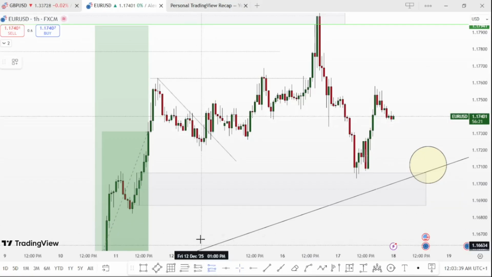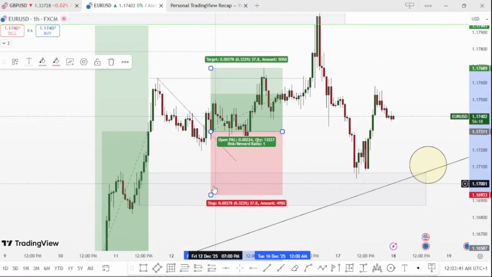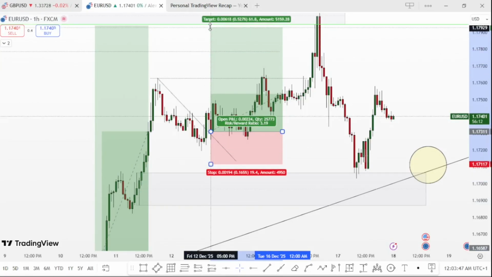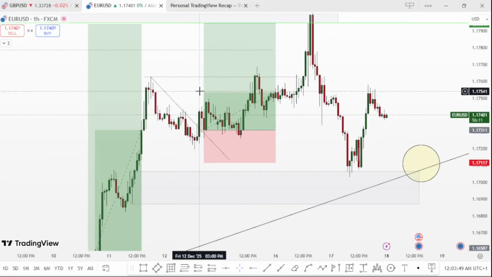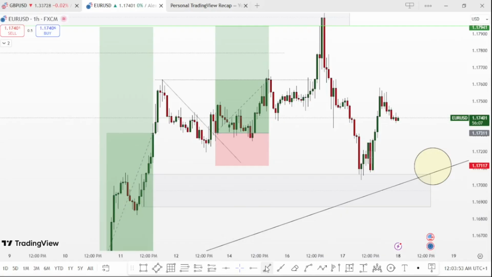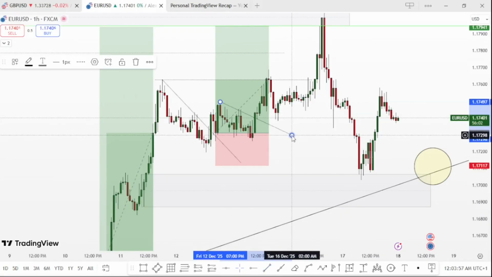About this pair, if you doubt me, check my Telegram channel. Go to Telegram and search Forex Cruisers. You will see everything there. Check my X account, the same thing is there. I entered here. Then price did this again, another pullback, this again, and I hopped in here.